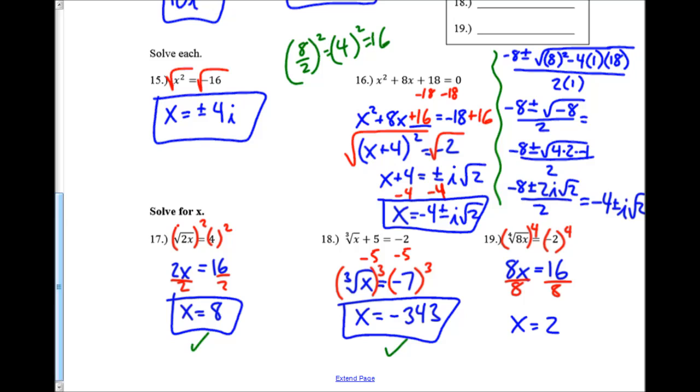I plug it back in just to make sure that it works. So I do 2 times 8, which is 16. The fourth root of that is a positive 2. But I needed it to equal a negative 2. So it turns out that this value doesn't work when I plug it in. So x does not equal 2, which means the only solution I have didn't work. So my answer is no solution.